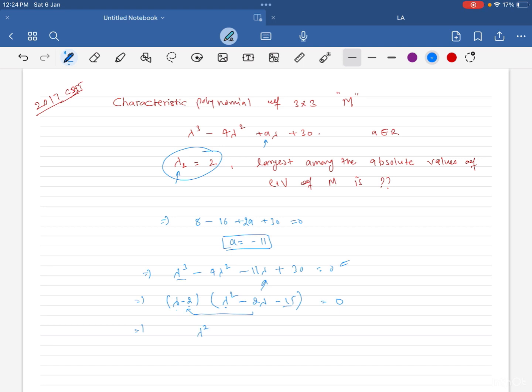And from here we can say that lambda squared minus 2 lambda minus 15 is equal to 0. Now we can factor it further: lambda squared minus 5 lambda plus 3 lambda minus 15 is equal to 0. From here we get (lambda minus 5)(lambda plus 3) is equal to 0. So lambda is equal to 5 and lambda is equal to minus 3, and one lambda is given, that is 2. So the largest among them, taking the absolute value, is 5. The correct answer is 5.